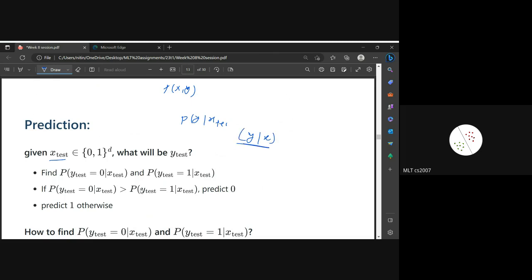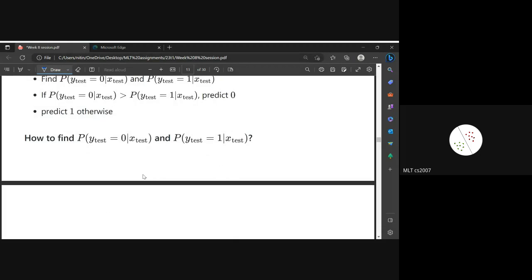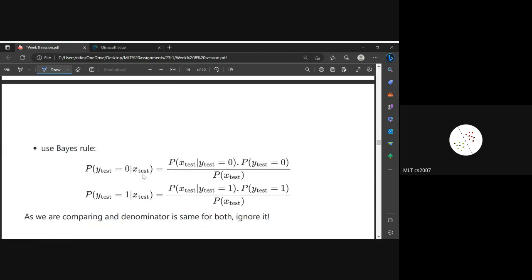For this, I will just find the probability. What is the probability that y equals 1 given the data point, or what is the probability that y equals 0 given the data point, and whichever probability is higher, I will assign that label to that data point, right? So how to find these probabilities? You know these distributions now, so you can find this probability using the Bayes rule. I just need to find these two values, and once I know them, I can assign the label with the higher probability.